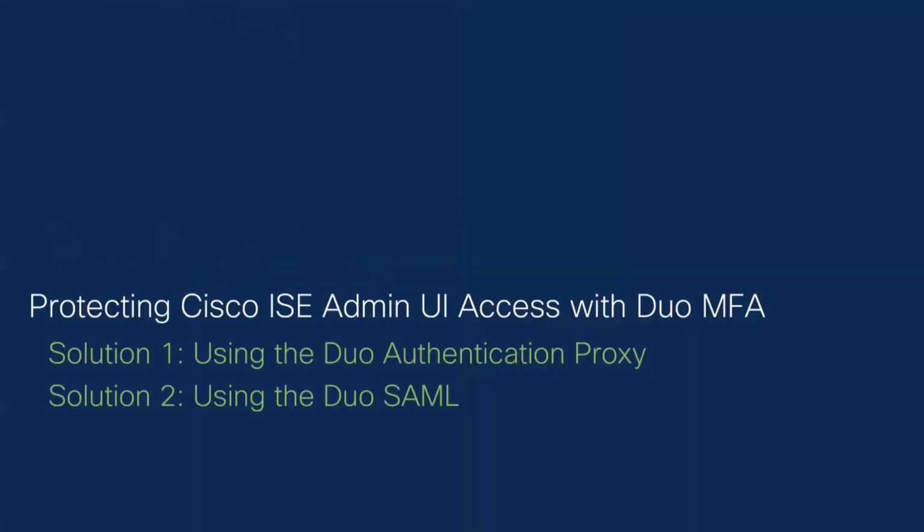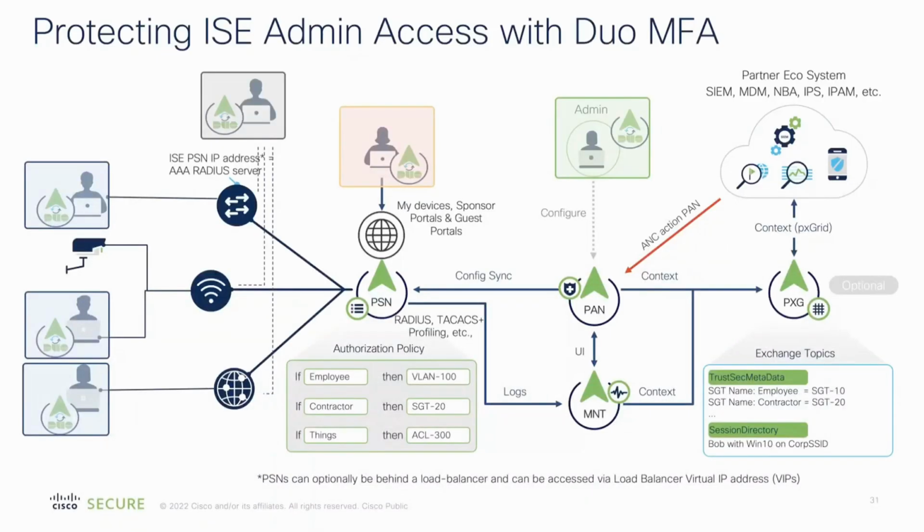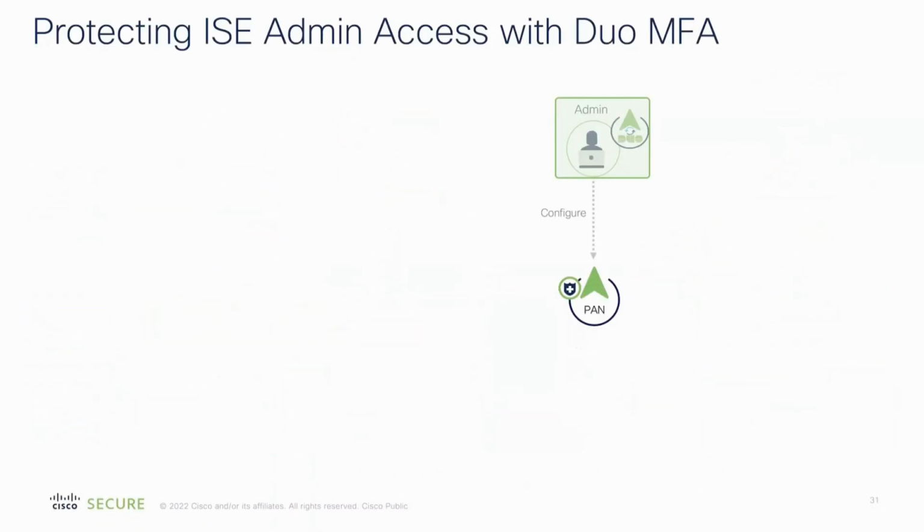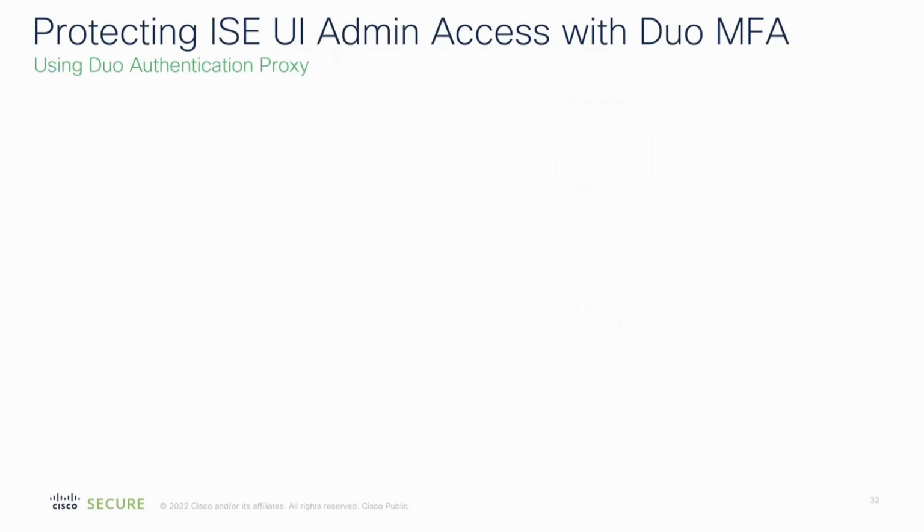How do we protect Cisco ISE Admin UI access with the help of Duo MFA? There are two possibilities here. One is using the Duo Authentication Proxy. The second one is through Duo SAML. We're going to talk about both aspects, and we do have demos around it. First and foremost, we are talking about this context: the admin who is trying to log into the PAN, and we want to protect this access. We'll get started with the first solution, where the Duo Authentication Proxy is used.